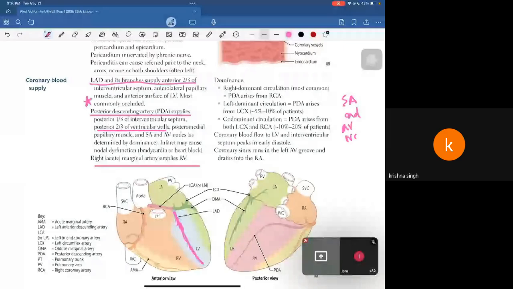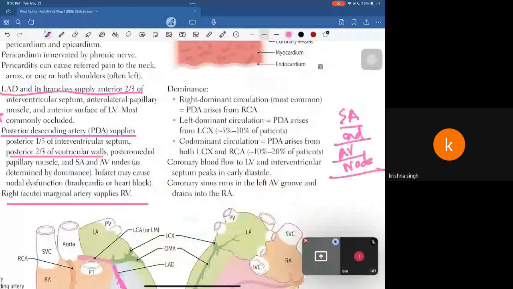Why are these nodes important? These nodes are important because they cause the heart to beat, right? If these nodes fire faster, the heart will beat fast and there would be tachycardia. If these nodes are problematic and don't function properly, then the heart would beat slowly and there would be bradycardia. So the blood supply of these nodes becomes very important, right? The blood supply of these nodes comes from the posterior descending artery, right?